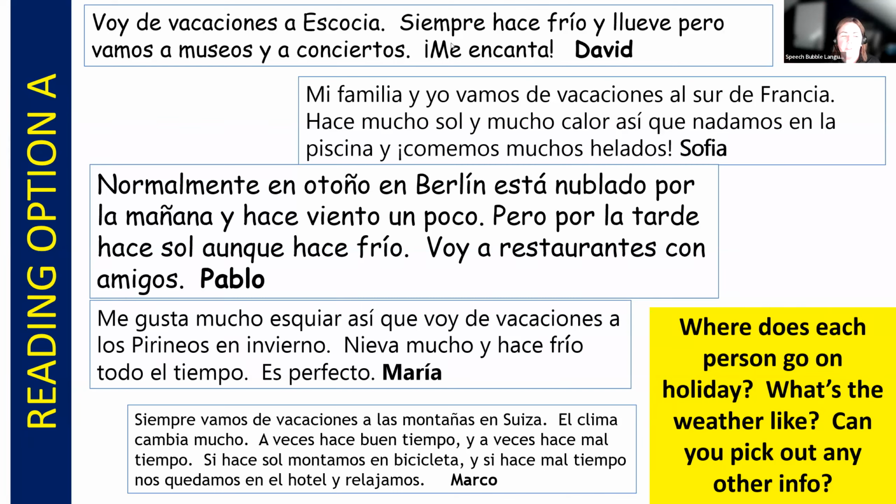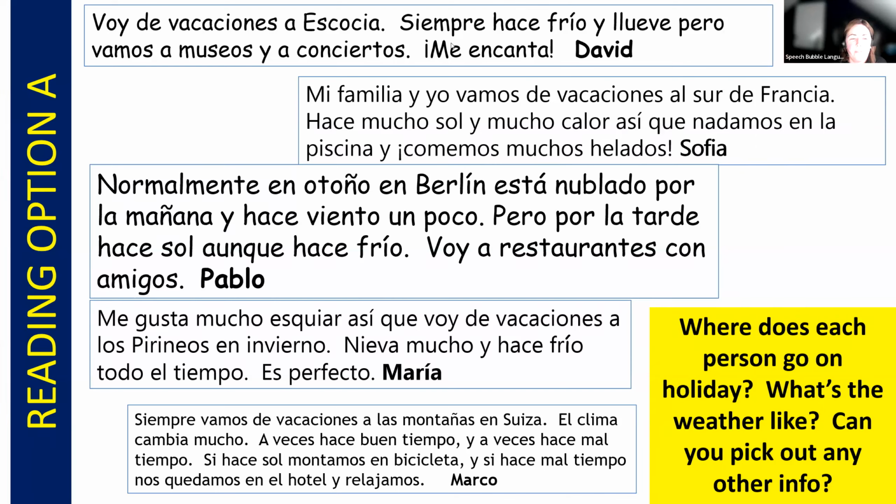Any ideas? First of all, where do they go on holiday? The Pyrenees. Okay. And anything else that you can pick out? Do you know what the rest of it might mean? I looked up the word for skiing. Because I guessed that it would be snow sports. Okay, esquiar. So that's skiing. Me gusta mucho esquiar. So I really like to ski, or I love to ski.